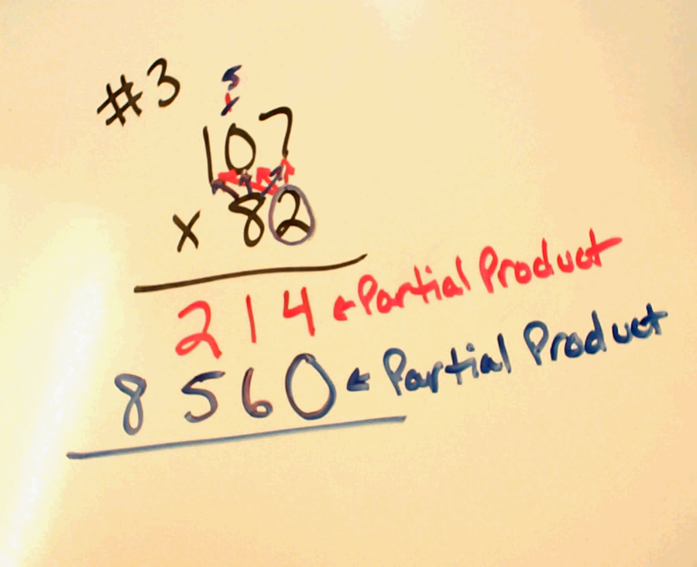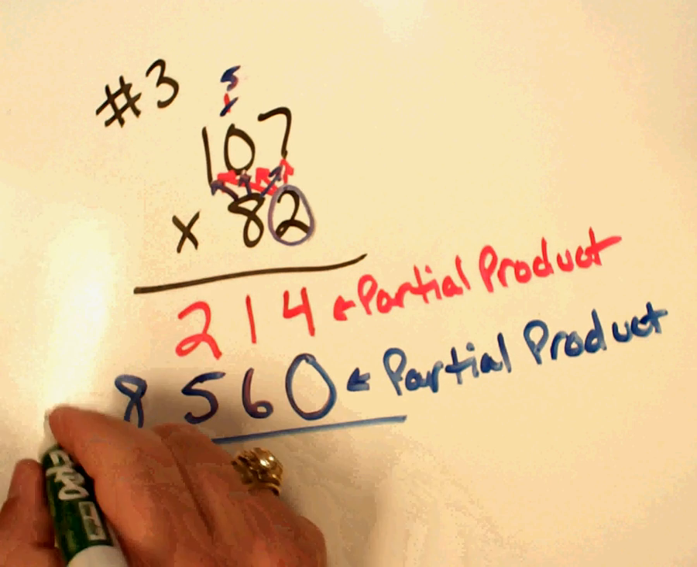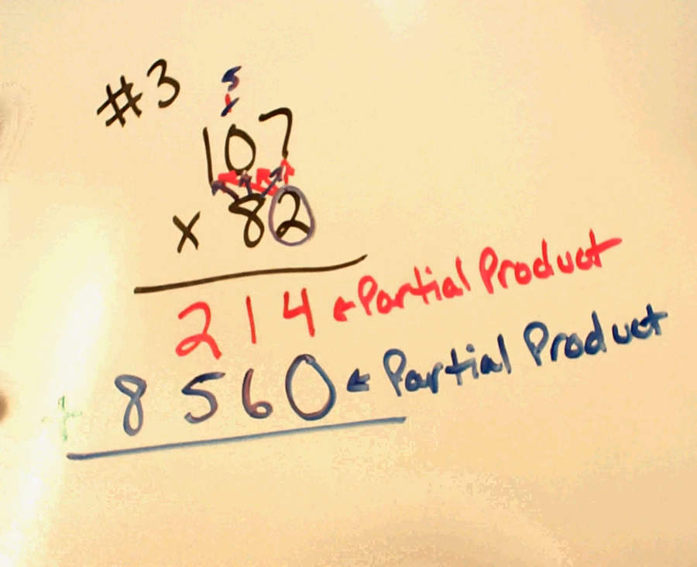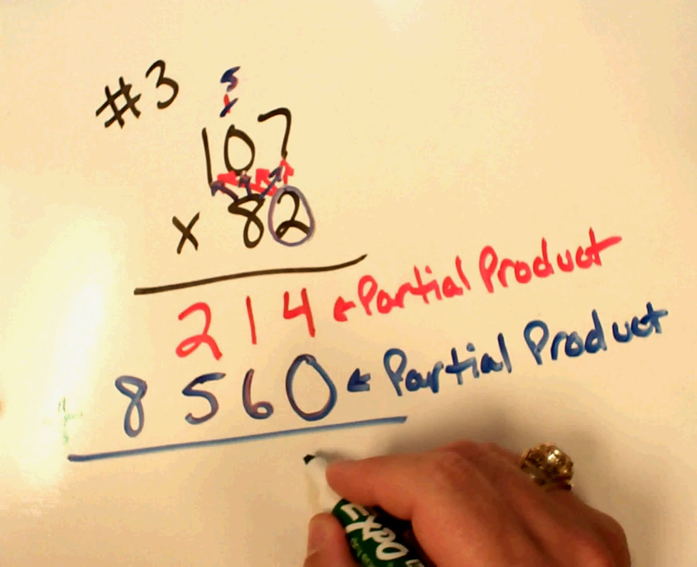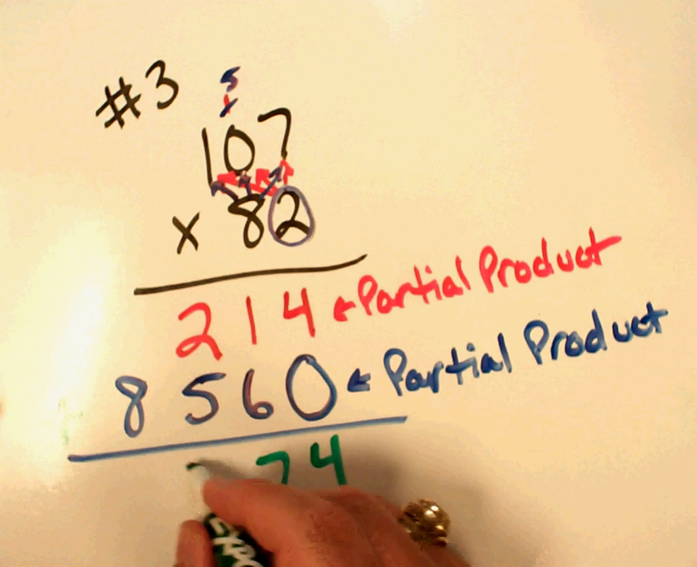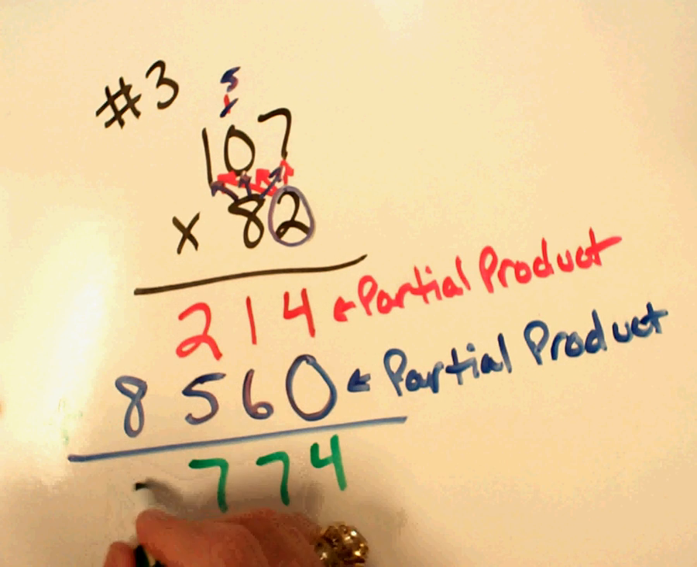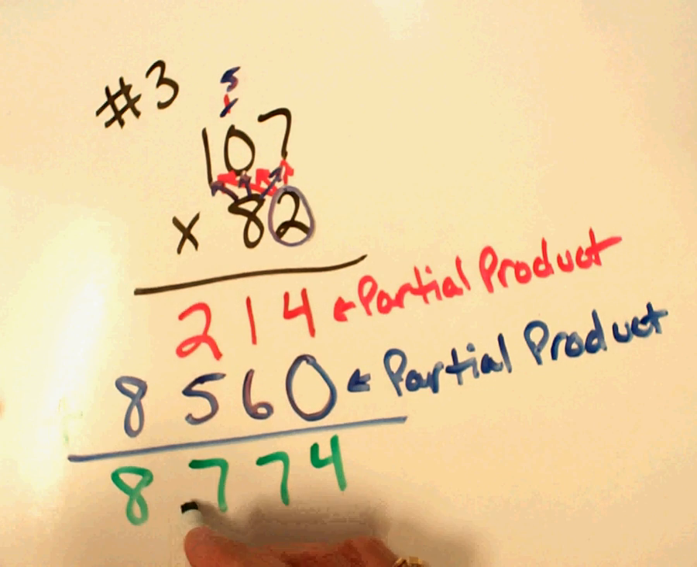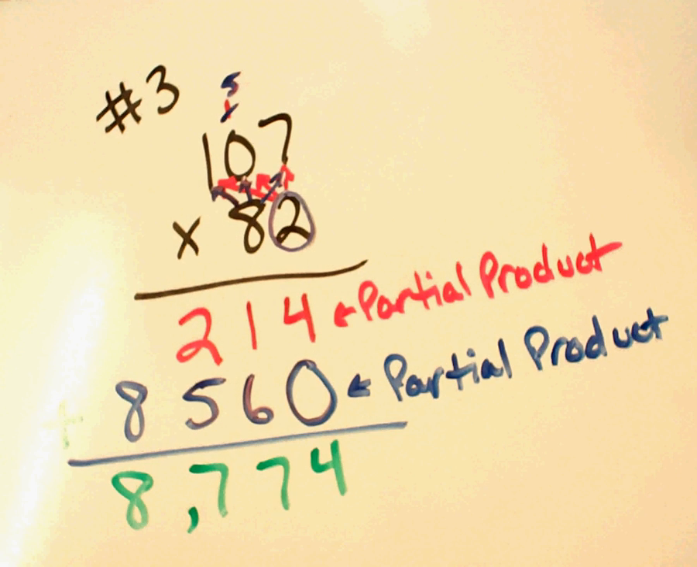Alright, and so then my last step is to complete the addition and add my two partial products. So 4 plus 0 is 4, 1 plus 6 is 7, 2 plus 5 is 7, and the 8's all by himself out here. And so I get 8,774.